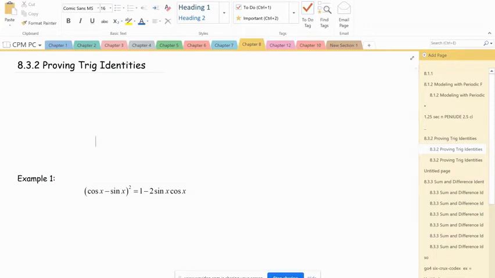This video gives you some examples on proving trig identities, section 8.3.2 in the pre-calc text. The whole idea with proving trig identities is you start with an equation like this one in example 1, and we're trying to show algebraically that the left side and the right side are equal to each other. Usually we have to use some other identities to prove new identities.